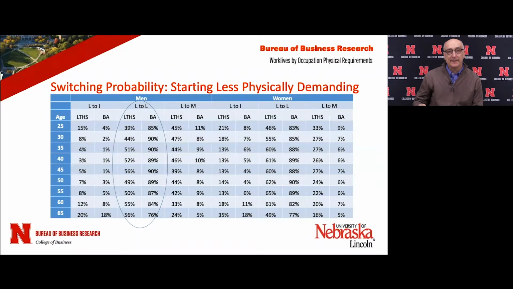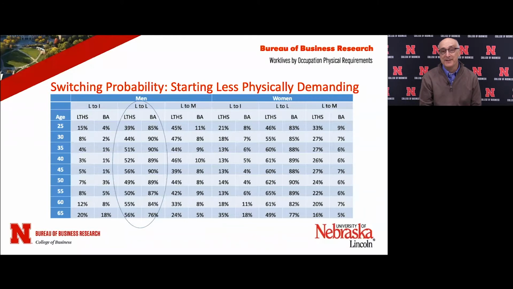Putting all of that together then, our next slide shows the probability of switching, given you're starting in a less physically demanding occupation, a sedentary type of occupation. Now look at those results for men who switch from less demanding and remain in less demanding. Those are the columns that are in that circle. If you've got a bachelor's degree, look at that bachelor's degree 35-year-old. There's a 90% chance that if that 35-year-old male with a bachelor's degree was in a more sedentary job, he's going to be in a more sedentary job in the next year. You can see those probabilities are very high for men with bachelor's degrees.